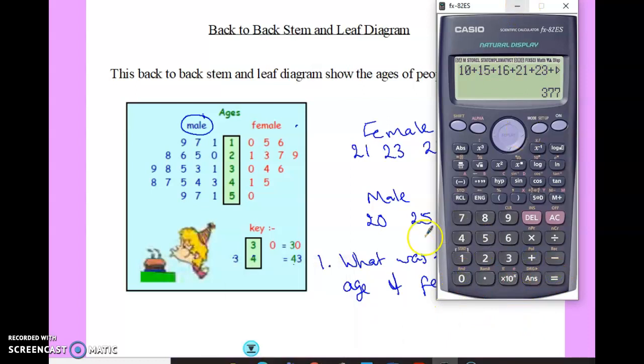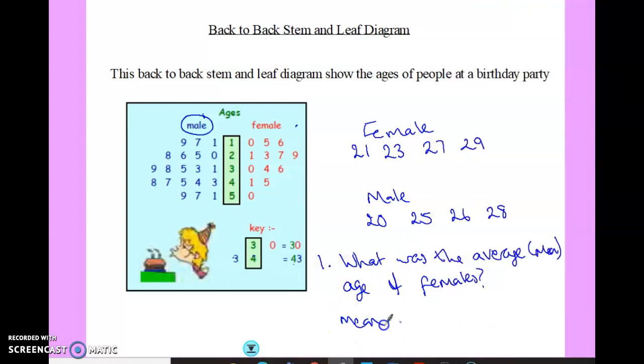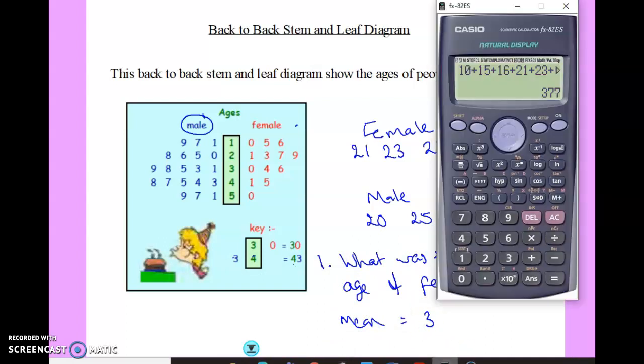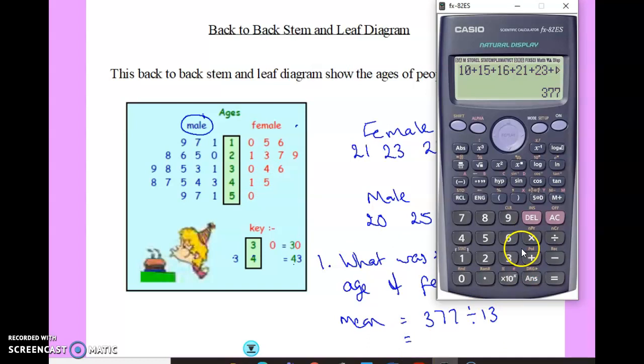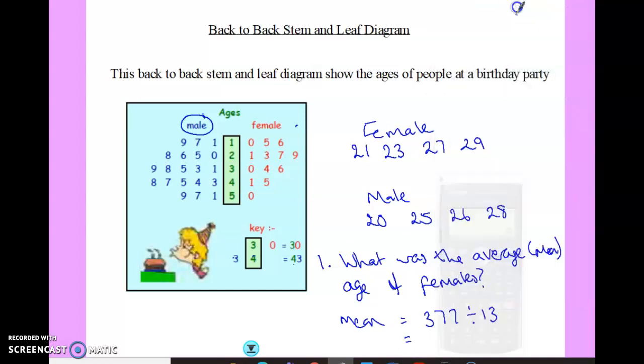377 when we add these together. So my mean is going to be 377 divided by, and then we want to know how many females were at the party. To find the number of females at the party, we just count the leaves. So it's 1, 2, 3, 4, 5, 6, 7, 8, 9, 10, 11, 12, 13. So we're doing 377 divided by 13. It should be 29. So the average age of females at the party is 29.